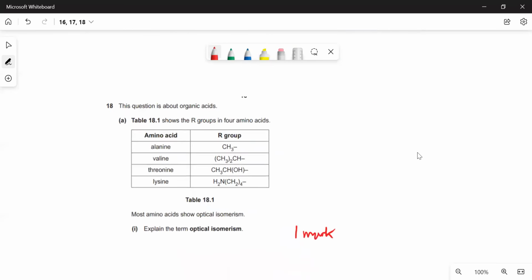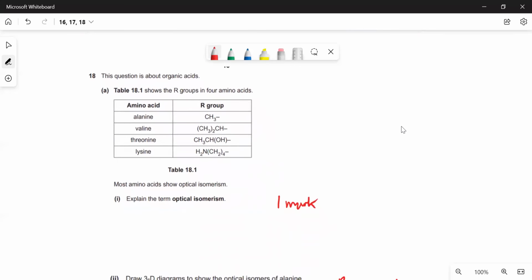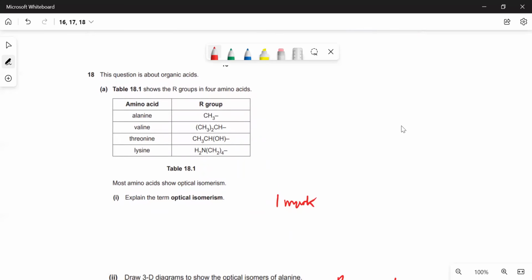Question 18. This is about organic acids. So we've actually got 4 amino acids there, and they give us the R groups. Explain the term optical isomerism. Well, optical isomerism, you have 2 non-superimposable mirror images. That's what optical isomers are. And of course, they arise by having 4 different groups attached to 1 carbon atom. So that's the definition of optical isomer.